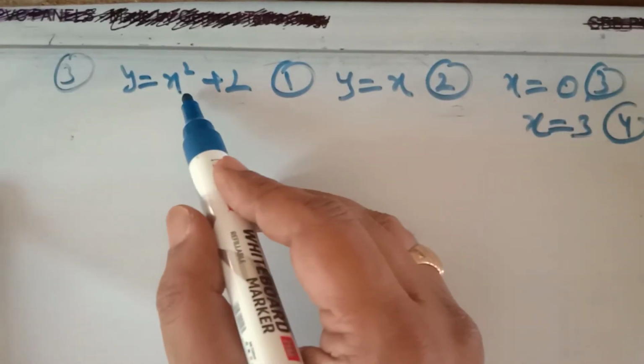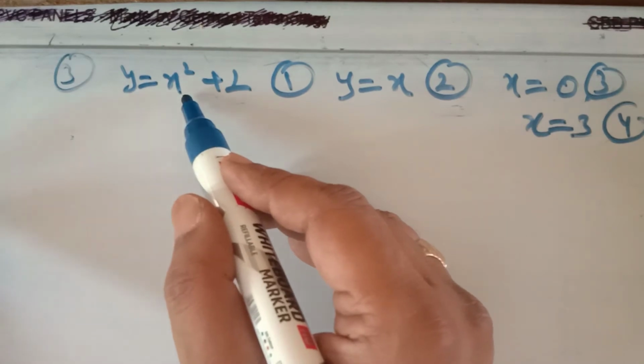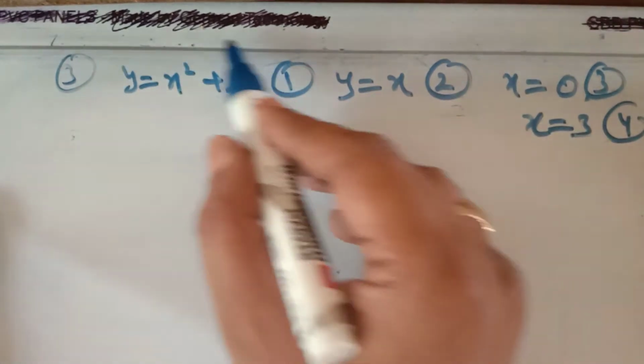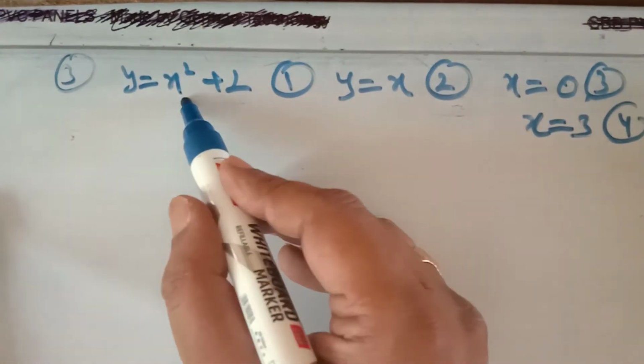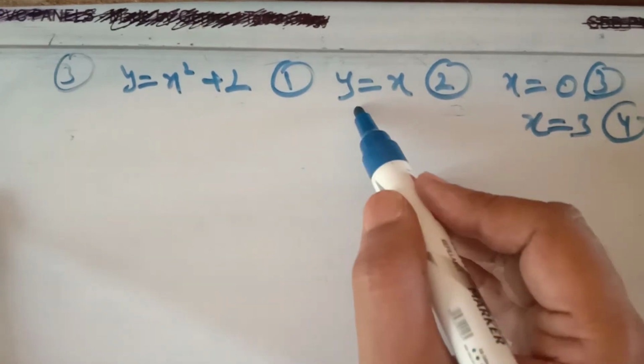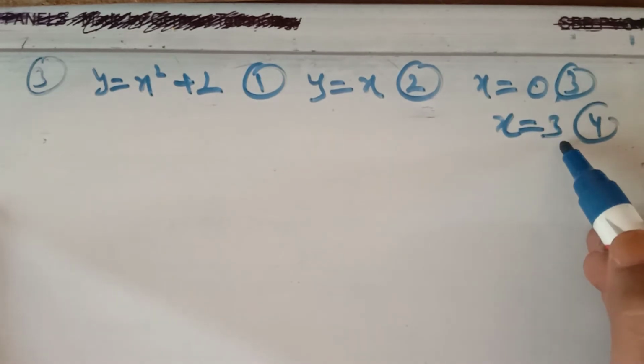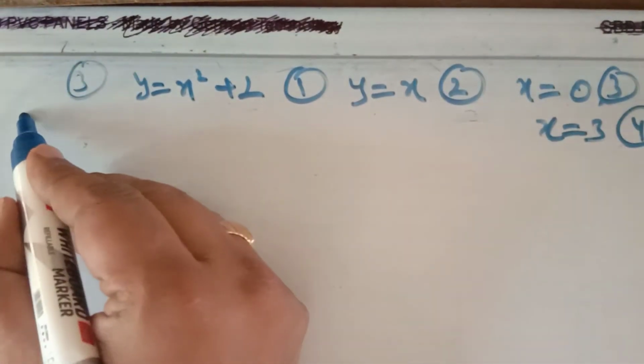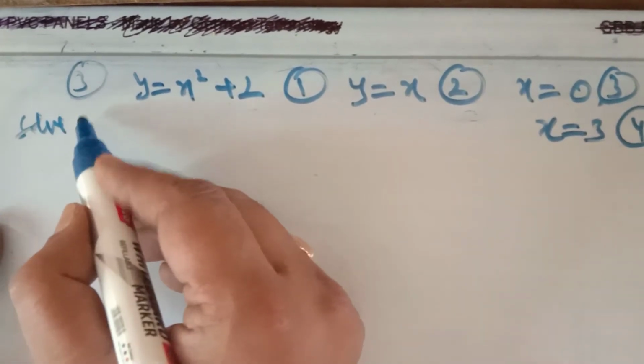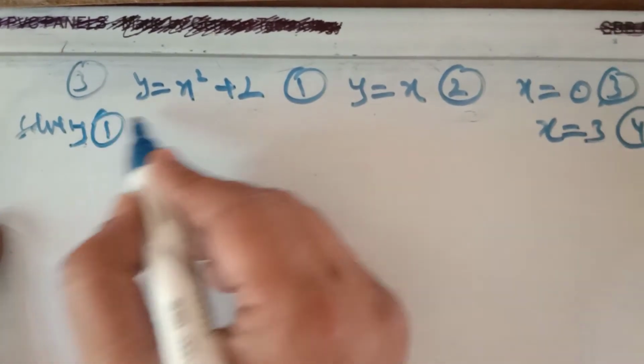y is equal to x square plus 2 is a parabola which is symmetrical to the y-axis, but this parabola is not passing through the origin. y is equal to x is a straight line passing through the origin. x is equal to 0 means the y-axis, and x is equal to 3 is a line parallel to the y-axis. So you have to find their points of intersection. First of all, solve equation number 1 and 2.